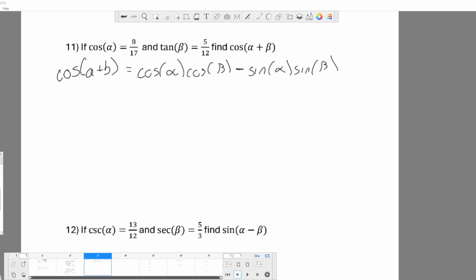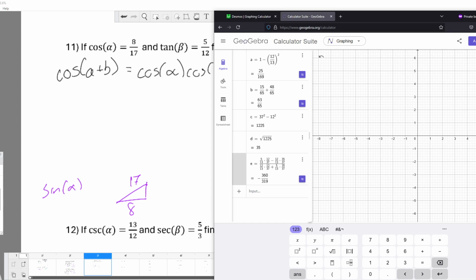We want to start by figuring out sine of alpha. So we know cosine is adjacent over hypotenuse. That gives us 8 and 17. This value here is whatever 17 squared minus 8 squared is. So I think that's 15.